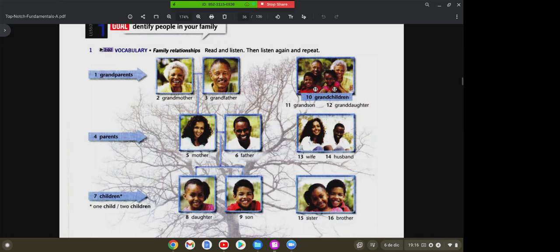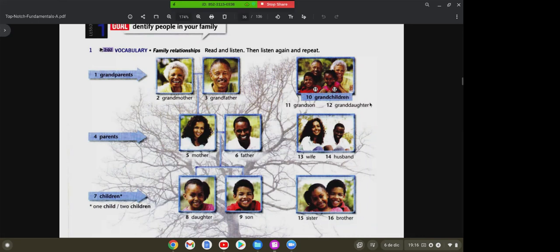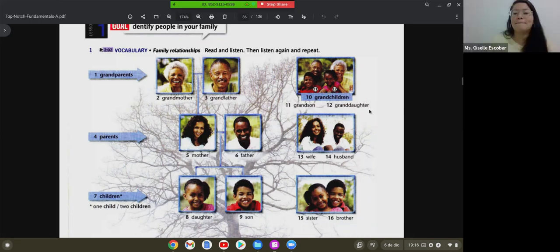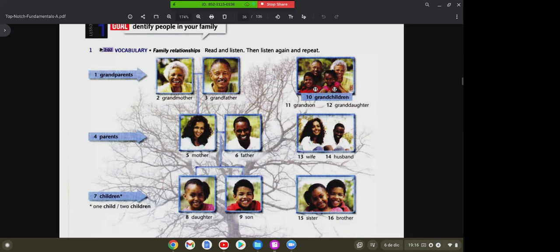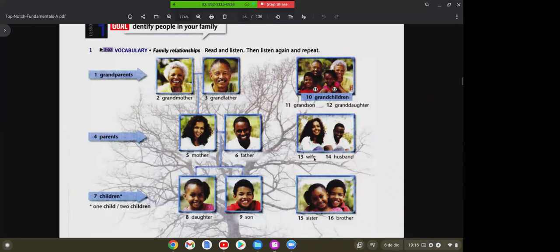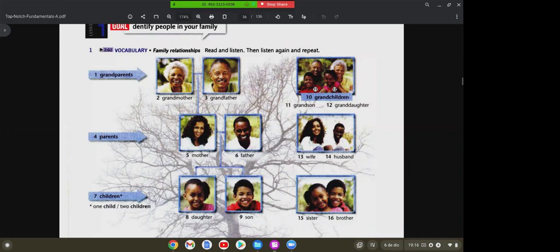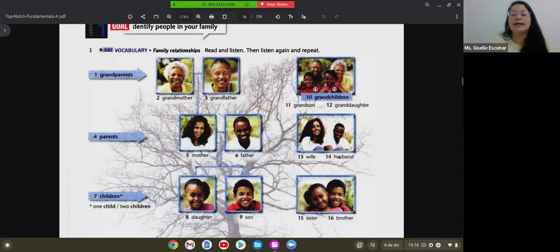Grandson is nieto. And we also have granddaughter. Granddaughter. ¿Qué significa? Nieta. Exactly. So we have number 13, wife. Do you know the meaning of that word? Esposa, exactly.